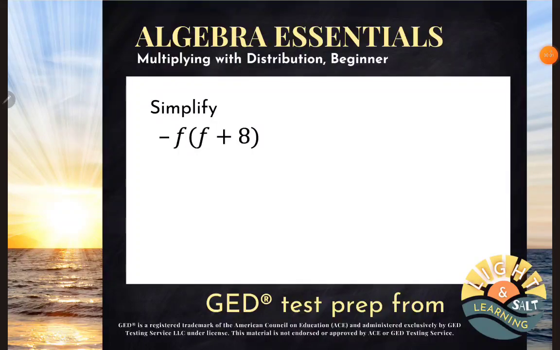Hello, algebra students. Example says simplify. We see negative f shoved up against this parentheses, and so we know negative f is multiplying with that entire grouping. So I'm going to read it as negative f times the quantity, all of it, of f plus 8.